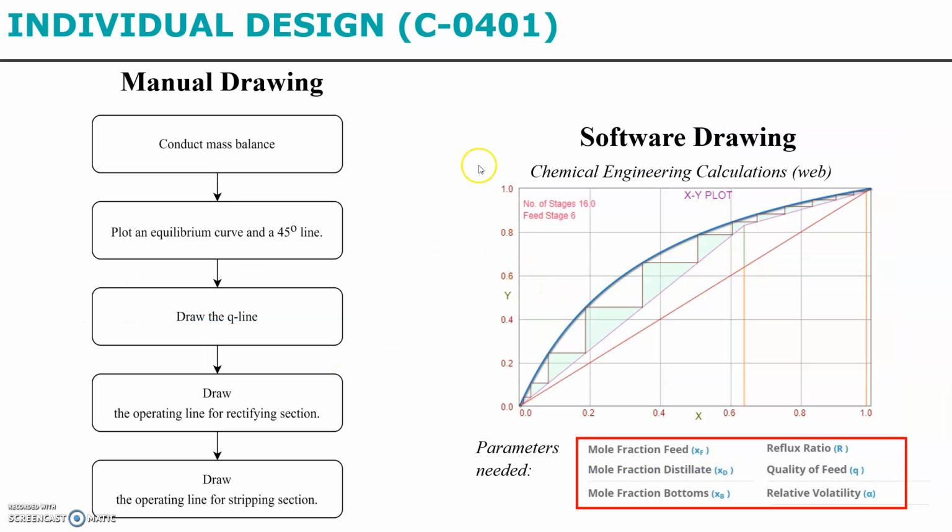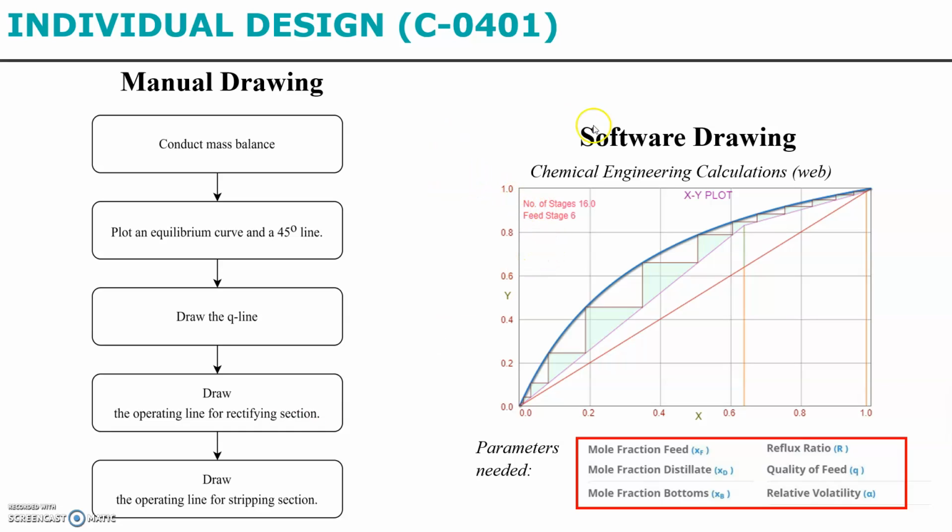So first, we will determine the number of stages and feed point location. There are two ways that we can do. One is using manual drawing and the other one is through software drawing. But for here, we will only use software drawing because it is easier. For manual drawing, we have to use a graph paper and we have to conduct the mass balance and draw the Q line, and also draw all the operating lines for stripping and rectifying section to obtain our feed tray and also our number of stages.